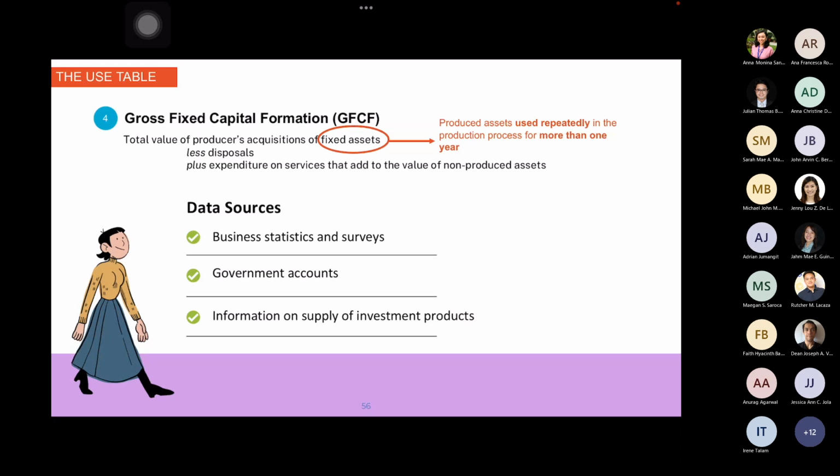Then lastly, we have information on supply of investment products. So in the event that business statistics surveys or government accounts data are unavailable, we can estimate GFCF using information on supply of investment products, such as checking for other structure of economies.